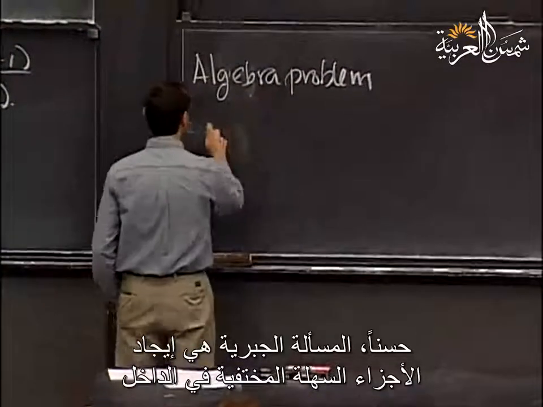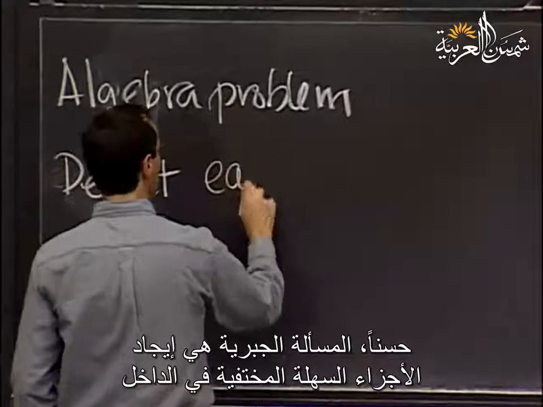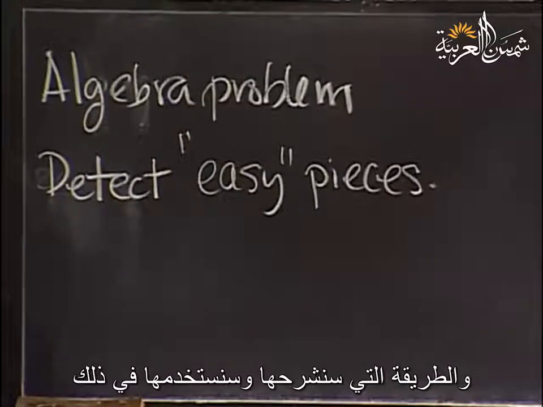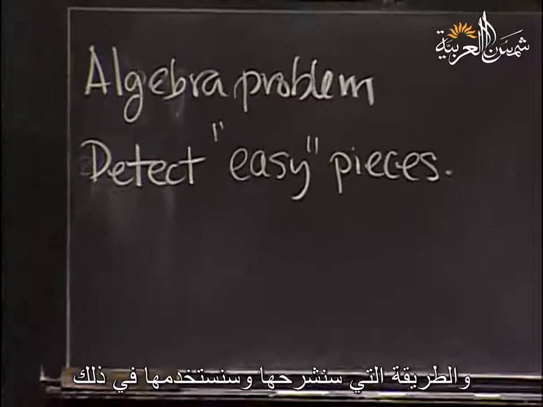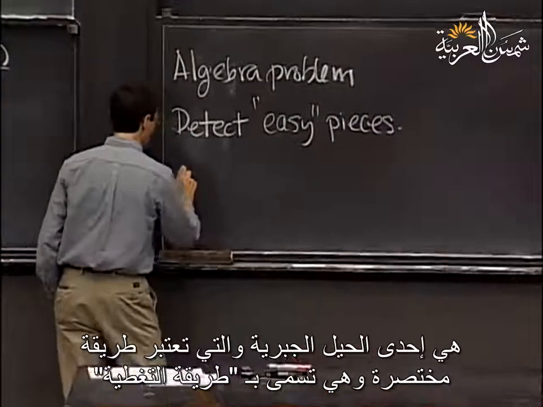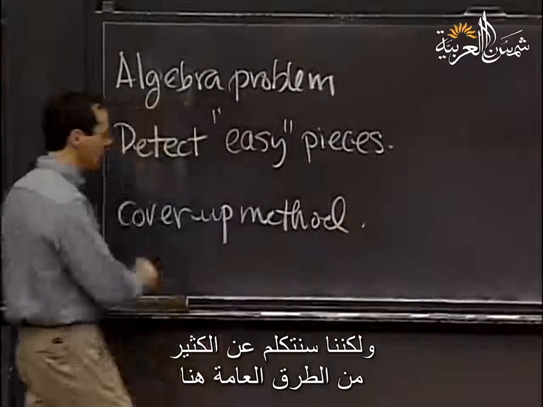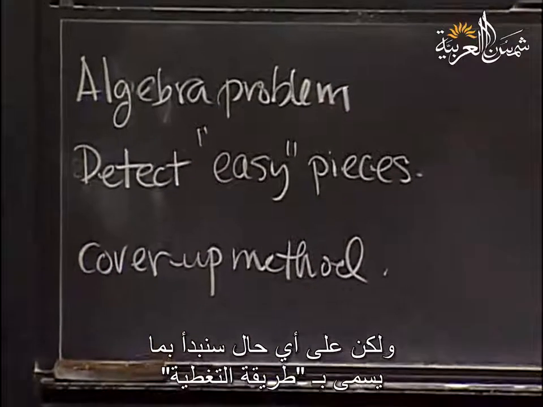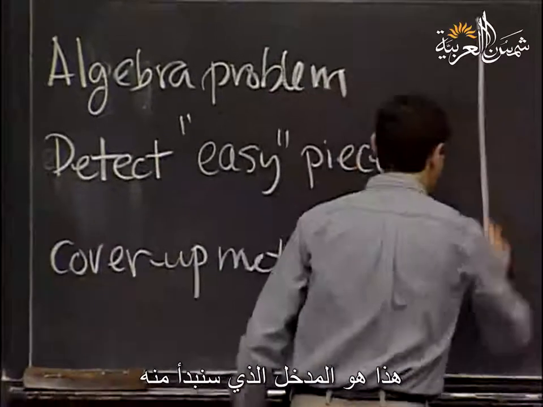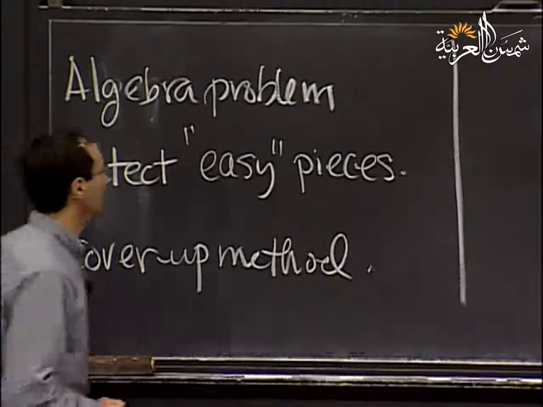Okay. So our algebra problem is to detect the easy pieces which are inside. And the method that we're going to use, the one that we'll emphasize anyway, is one algebraic trick, which is a shortcut, which is called the cover-up method. But we're going to talk about even more general things than that. But anyway, this is where we're headed, something called the cover-up method. All right. So that's our intro, and I'll just have to remember that 2 is not 3. I'll keep on repeating that.